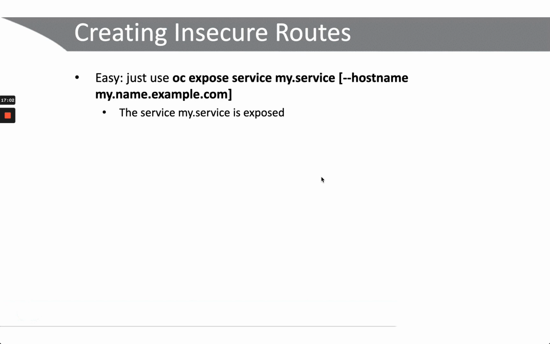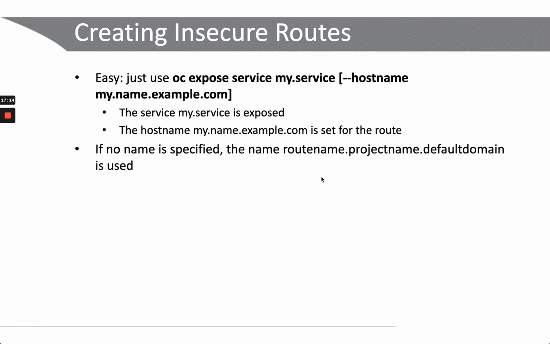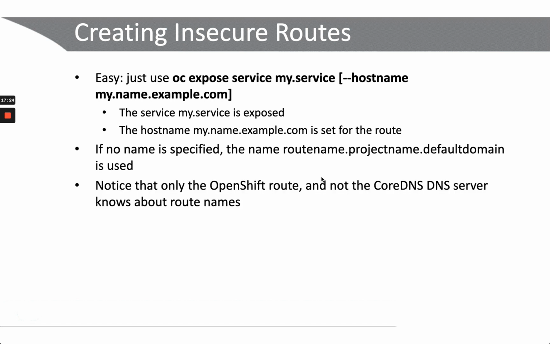And obviously, but that is not a part of your EX280, if you want this to work, you need to make sure that DNS is set up correctly as well. So as just mentioned, if you don't specify a name, then the route name, dot, project name, dot, default domain is used. And notice that only the OpenShift route and not CoreDNS knows about route names.